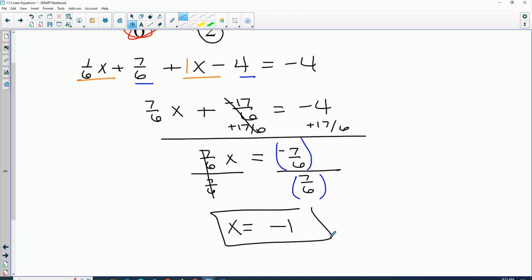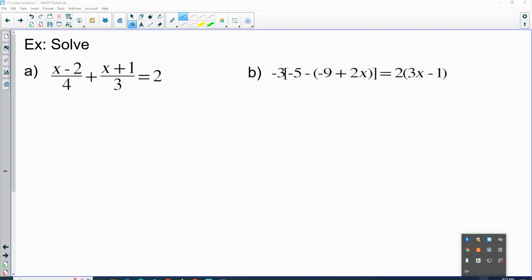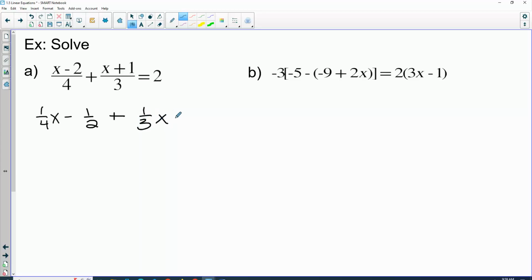Can you guys try a couple problems on your own? Here's 2 for you. So first one, walking around, everybody was splitting this up. So x over 4 is like 1/4 x minus, careful, 2 over 4 is 1/2. A couple of you accidentally put 2 there. X over 3 would be 1/3 x plus 1 over 3. All right, combine like terms. So 1/4 plus 1/3, 7/12. Negative 1/2 plus 1/3.